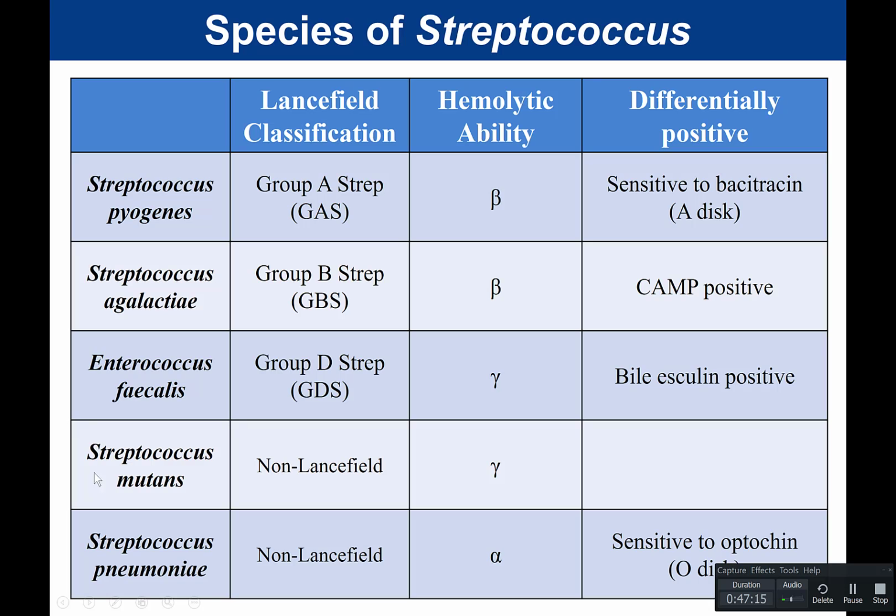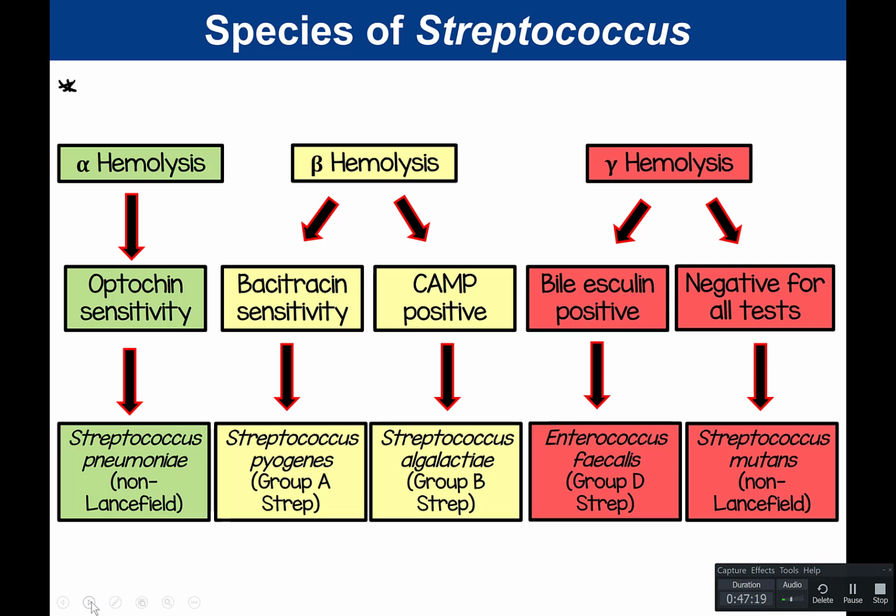I put this in here in 2 formats. A table format, or my preferred, which is a diagram, because I am a very visual person, so I broke it down a little bit differently. Alpha hemolysis, remember, is green, so I color-coded this green. If you see alpha hemolysis on a blood agar plate, the next thing you're looking for is optochin sensitivity. And if you see alpha hemolysis and optochin sensitivity, you're looking at Strep pneumoniae.